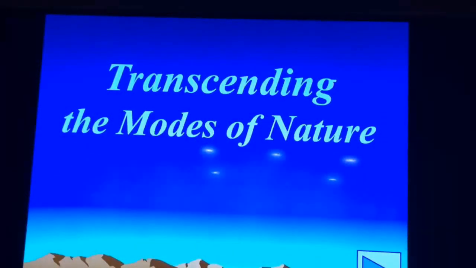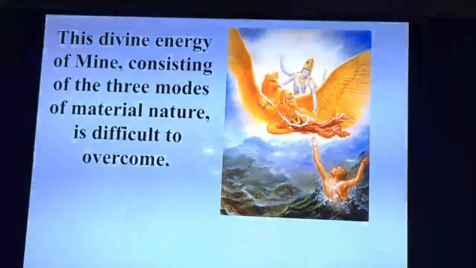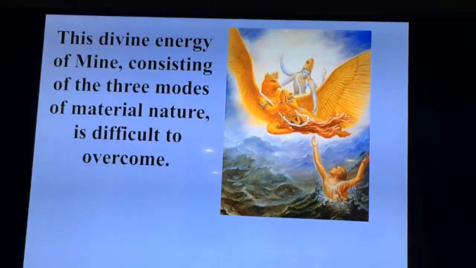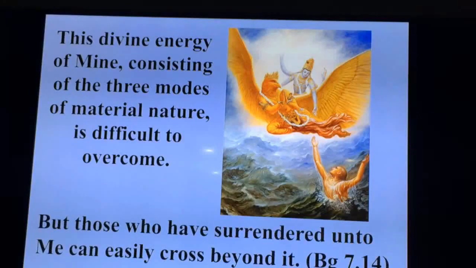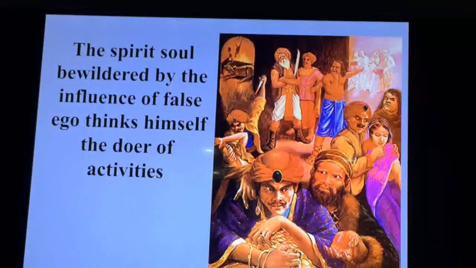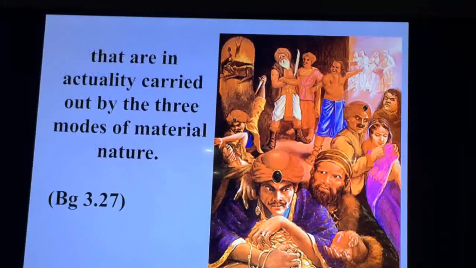So this is the concluding section of the chapter. How does one become transcendental? This divine energy of mind, consisting of the three modes of material nature, is difficult to overcome. But those who have surrendered unto me can easily cross beyond it. So that's the principle described earlier. Spirit soul, bewildered by the influence of false ego, thinks himself the doer of activities that are in actuality carried out by the three modes of material nature.